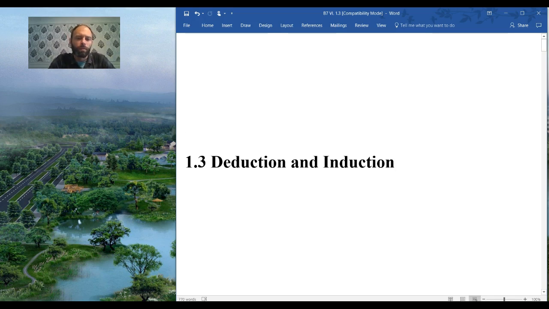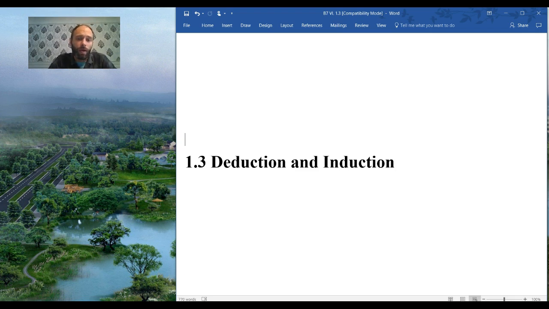Hi all, this lecture is going to be on section 1.3 of Hurley's Intro to Logic, and it will be about deduction and induction. Up to this point in the course, we've learned how, given an argument, to distinguish between the parts of arguments, premises and conclusions, and we've talked about how, given a passage, to figure out if it's an argument or a non-argument, and what the different types of non-arguments are.